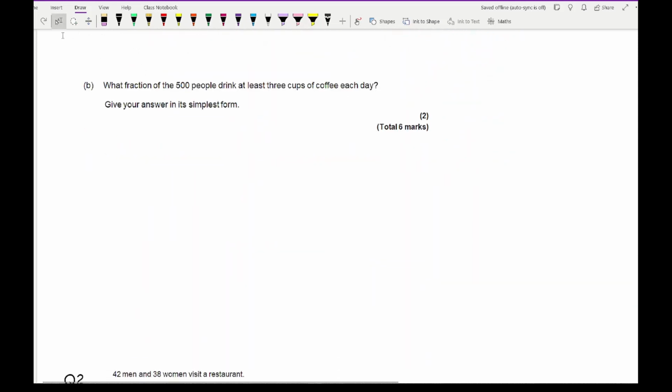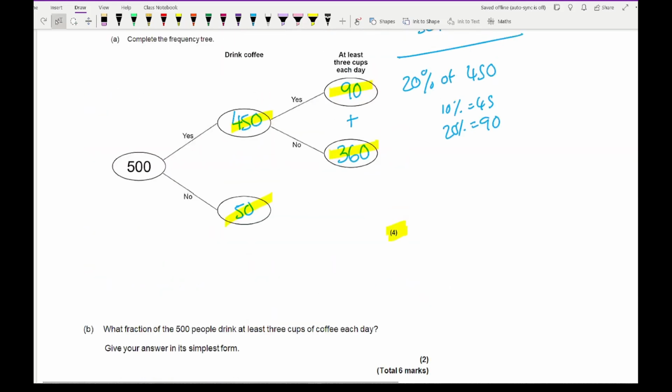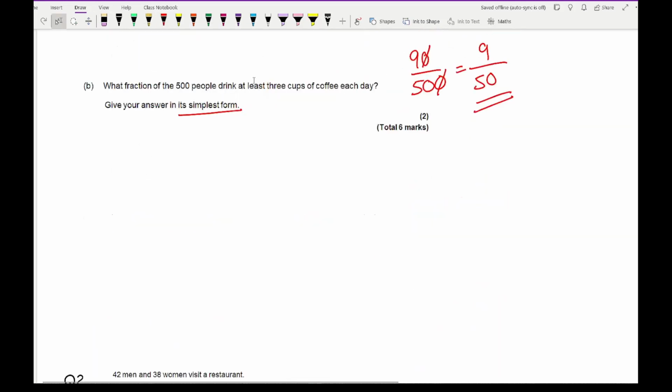Now in terms of part B, it says what fraction of the 500 drink at least 3 cups of coffee each day. So for this, it's about proportions. So how many people of the 500 drink at least 3 cups? So that's going to be 90. So it's going to be 90 over 500. And then the question asks me to write it in simplest form. So if I divide both numbers by 10, I get my final answer as 9 over 50.